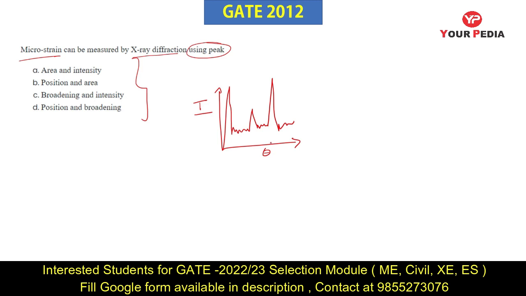The relation is also there between theta and lambda by Bragg's law. The correct answer for this is option number D, that is broadening, when you broaden it and when you correctly position it. Then you can measure the micro strain.